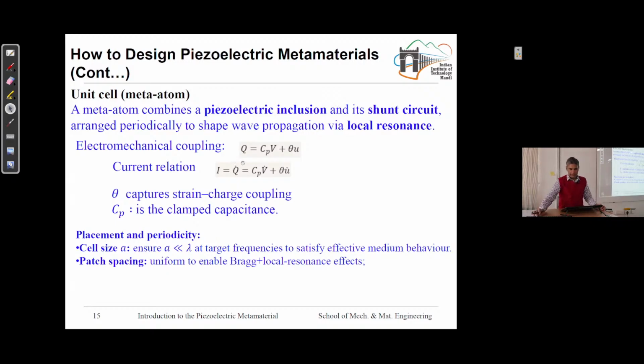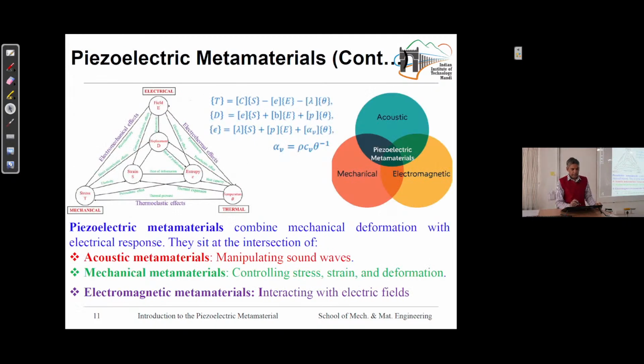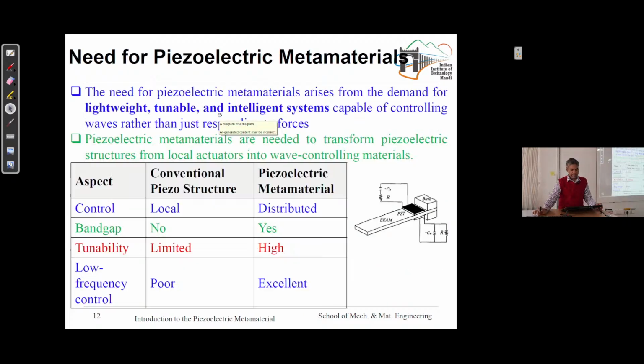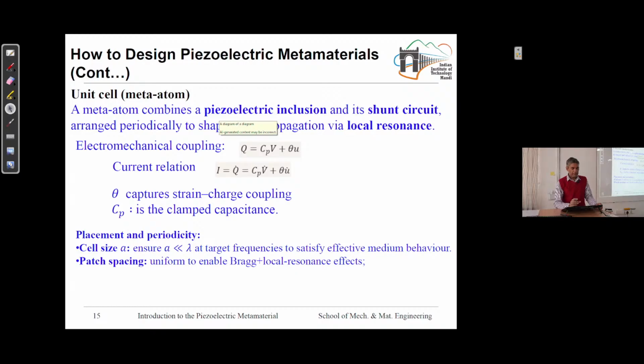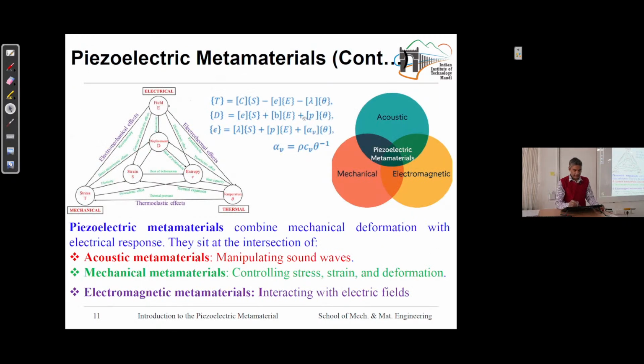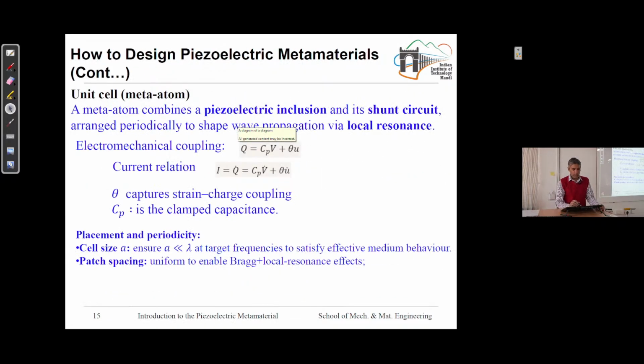So these equations which I have written here are actually for 3D, right? And these equations, the first equation actually is the direct piezoelectric equation. It is Q, Cp, V, theta, U, that actually is for the one dimensional case. So we can convert this second equation into the simplest form for one dimensional.